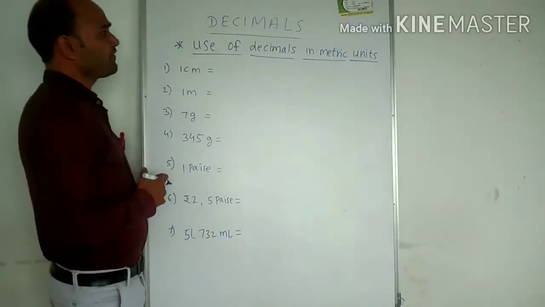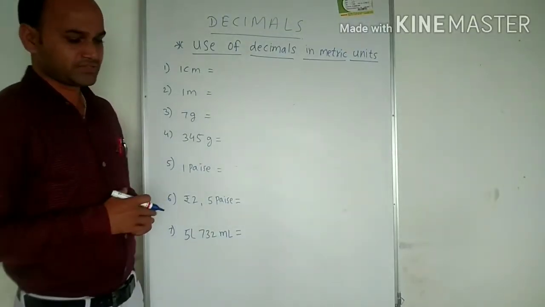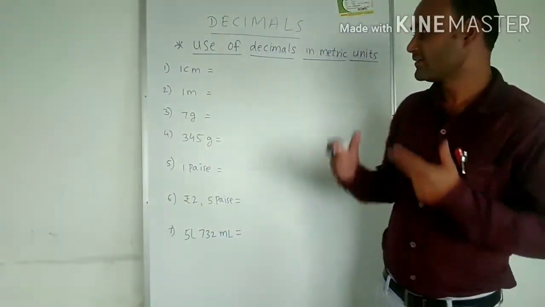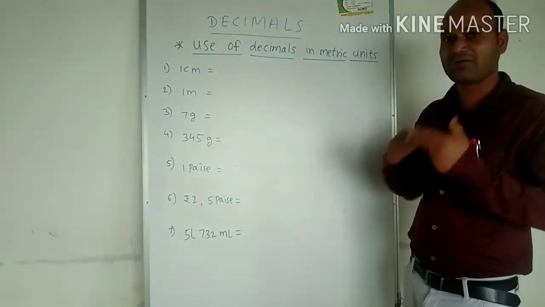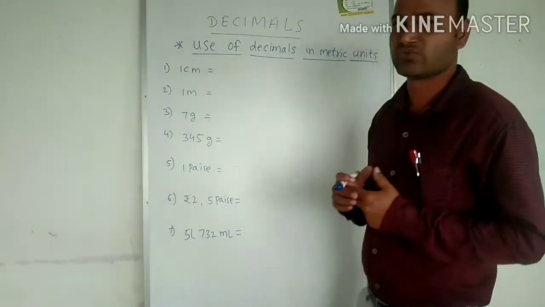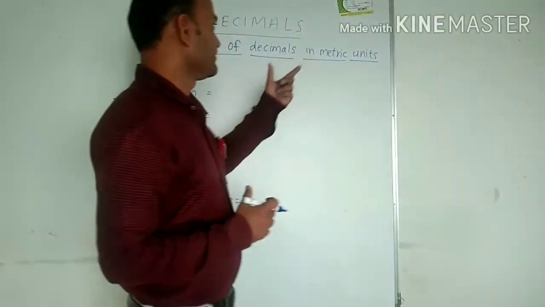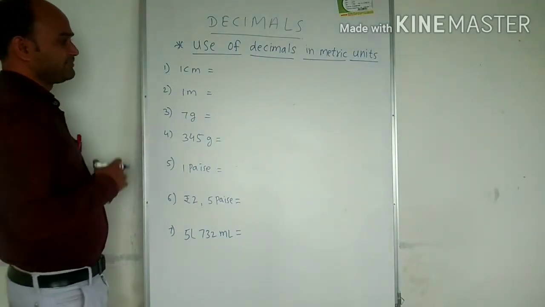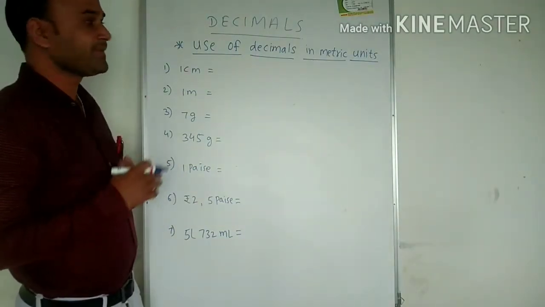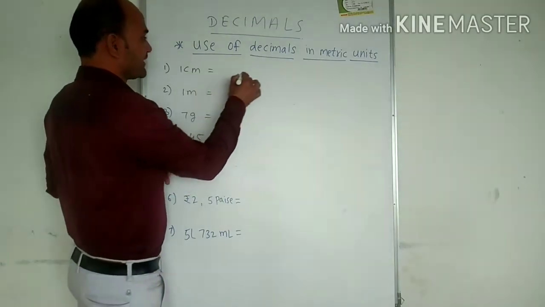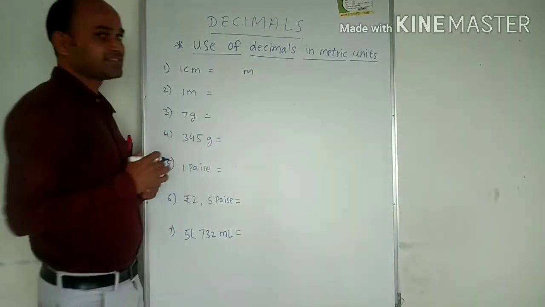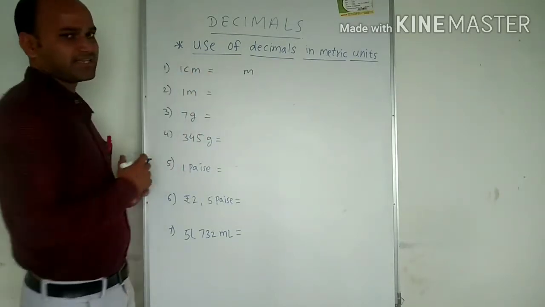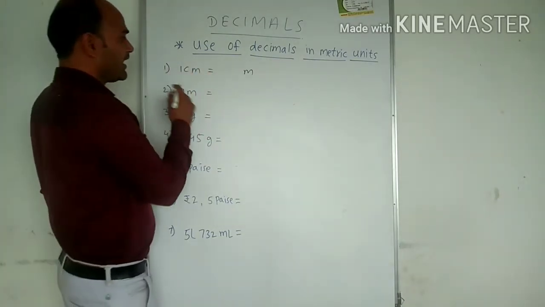Let's see the use of decimals in the metric units. In some of the metric units, like measuring length, weight and capacity, and counting amounts, we use decimals. We can see this with some examples. Suppose 1 centimeter is converted into meters, how many meters is it? 1 meter is equal to 100 centimeters.